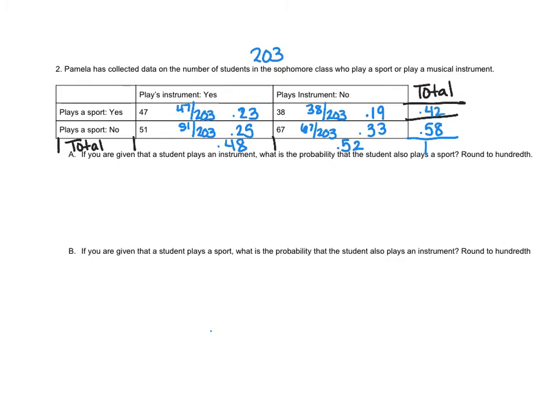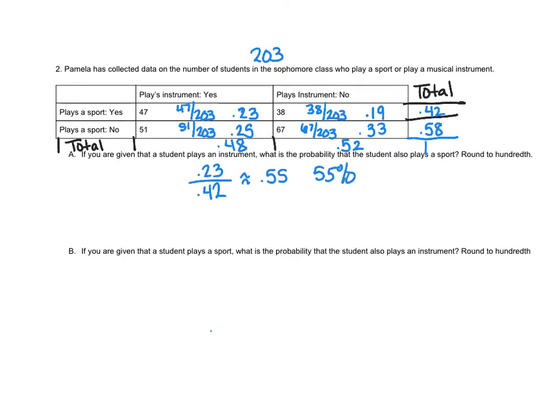Okay. So, you are given that a student plays an instrument. What is the probability that the student also plays a sport? Rounded to the nearest hundredth. All right, so for this one, we're going to do plays a sport, which is the 0.23 over the total that play a sport, which is 0.42. So that's roughly 0.55, yeah, 55%.